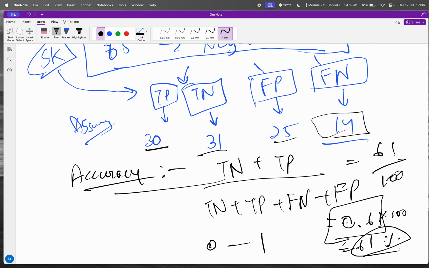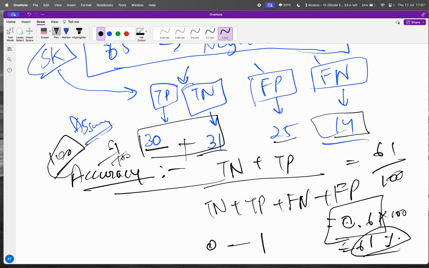And you can directly see what is the sum over here and what is the total number. In my case it was 100, so that's why I told you any smart person can do it easily. That is 30 and 31, that is 61, and out of 100 this is 61% accuracy.